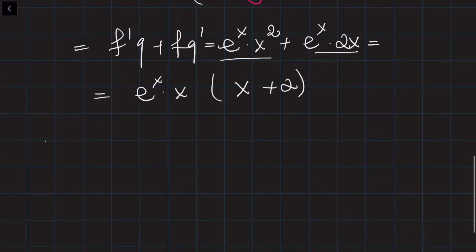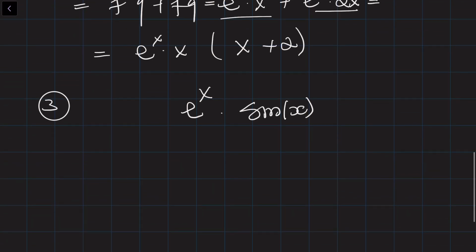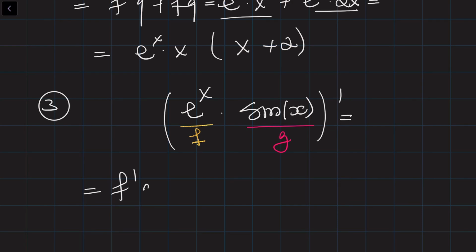Let's do our third example. We are given the multiplication of the exponential function by a trigonometric function. In this case, again, we make the notation. The first one is f, the second one is the g function, and the derivative of the product of f and g is equal to f'g plus fg'.